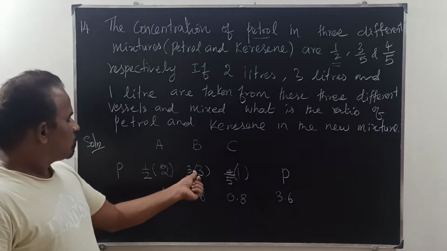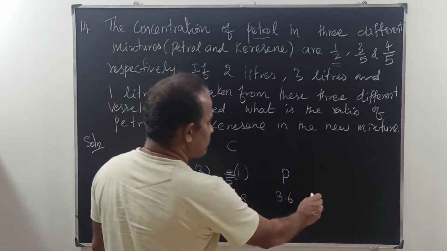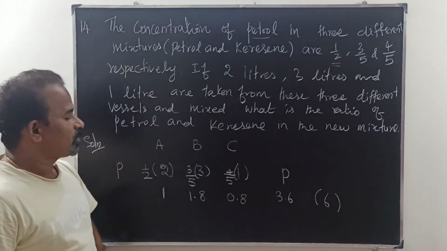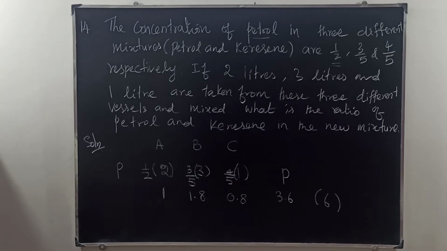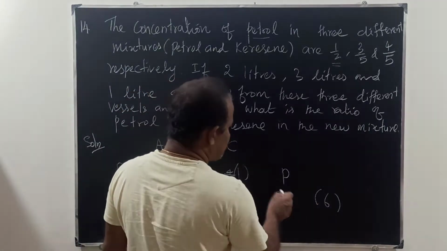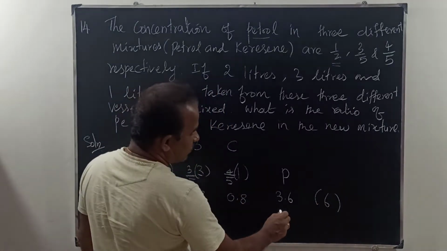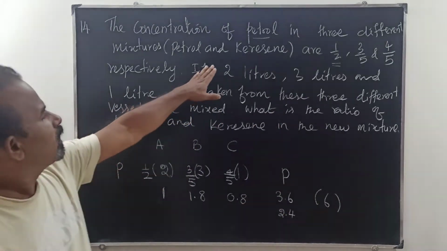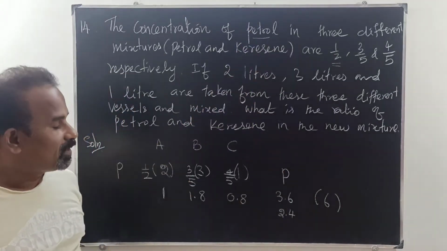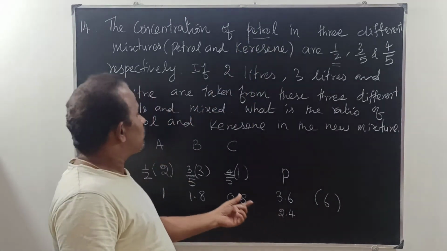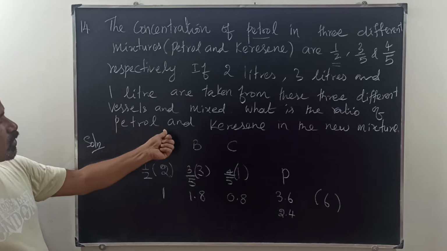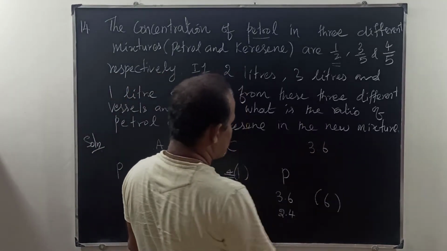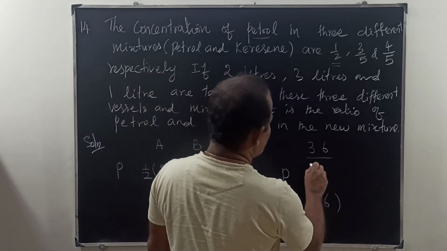Out of 2 plus 3 plus 1, 6 liters, out of 6 liters, 3.6 liters is petrol. What is the remaining? So this is 2.4 liters of kerosene. So therefore, what is the ratio of petrol and kerosene? Petrol is 3.6. Kerosene is 2.4.